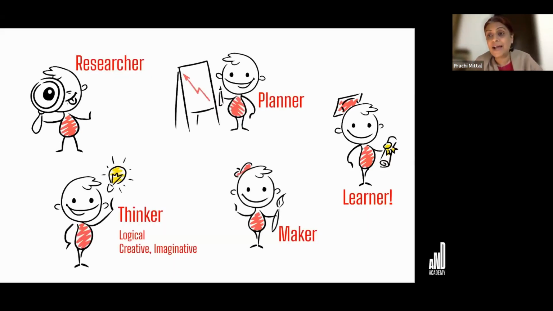So what are those things? As a designer, you need to learn how to be a researcher, you need to learn how to be a planner, you need to become a thinker. Sometimes you will have to think logically, sometimes you will have to think imaginatively, and both are very different types of thinking. You will have to become a maker. All of this thinking that you are doing, you should be able to make. And you have to be a learner, because with every project you learn something about human behavior, and you can use it again and again and again in your next projects. So all of these need to be learned, right?